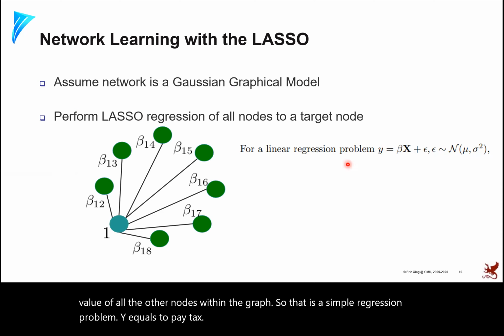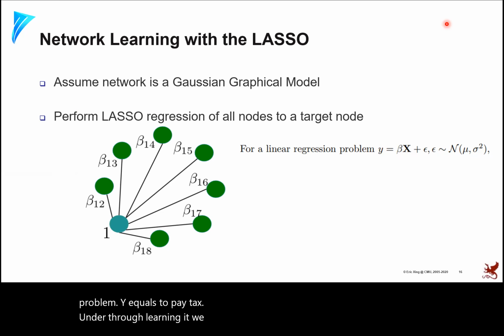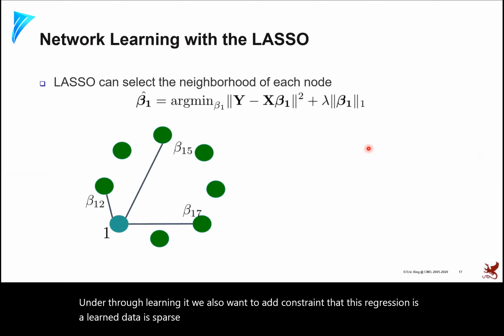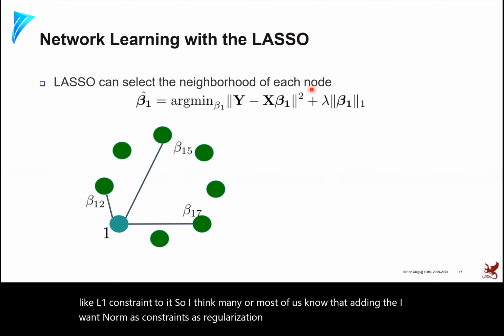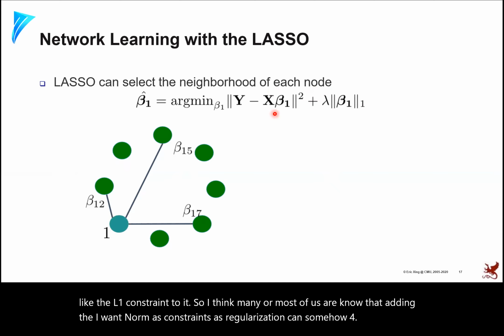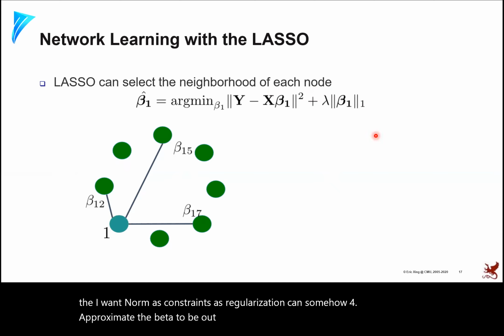And through learning it, we also want to add a constraint that the learned beta is sparse. A very standard way to do this is the LASSO constraint, which is the L1 constraint. I think most of us know that adding the L1 norm as a regularization can approximate making beta sparse, which is like the L0 norm.